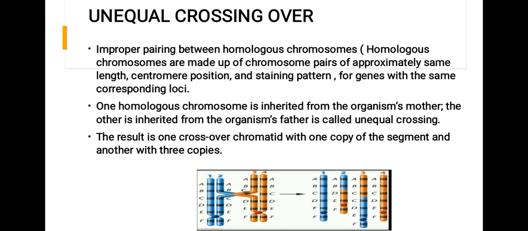And unequal crossing over. Improper pairing between homologous chromosomes. Homologous chromosomes are chromosome pairs of approximately the same length, centromere position and staining pattern, with genes at the same corresponding loci. One homologous chromosome is inherited from the organism's mother, the other from the organism's father. When pairing is improper, it is called unequal crossing over. The result is a crossover chromatid with one copy of the segment and another with three copies.